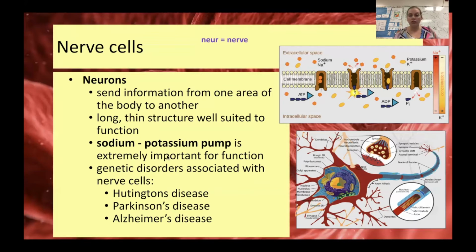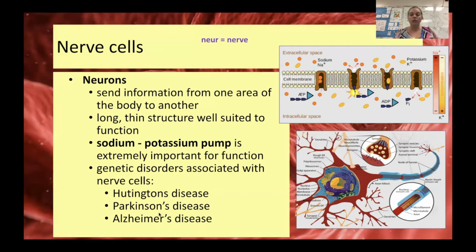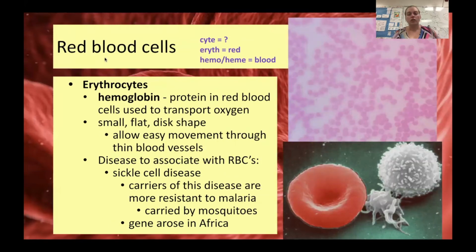Genetic disorders associated with nerve cells include Huntington's and Parkinson's disease. We'll talk about Huntington's a little bit more later. We've already looked at Alzheimer's, which is the most common form of dementia, where we get these plaques in the brain that cause decreased cognitive function. Red blood cells are also called erythrocytes, eryth for red and cyte for cell.